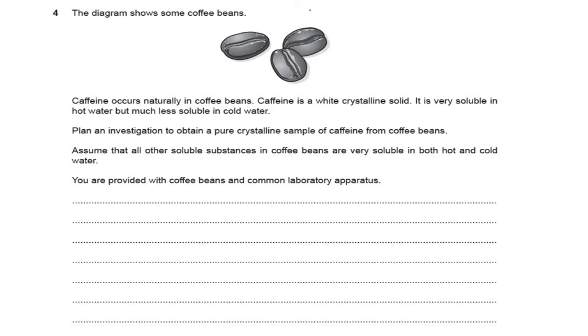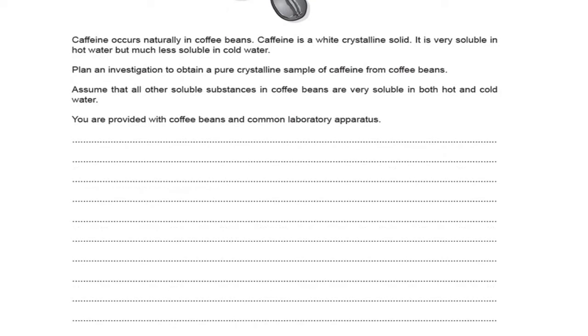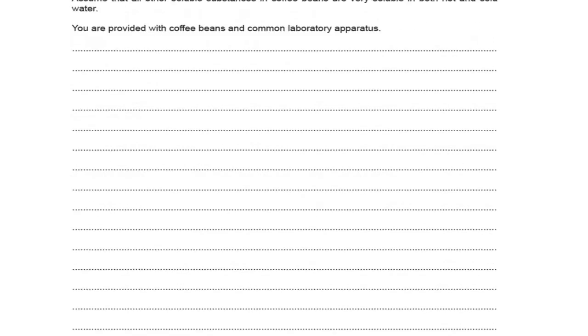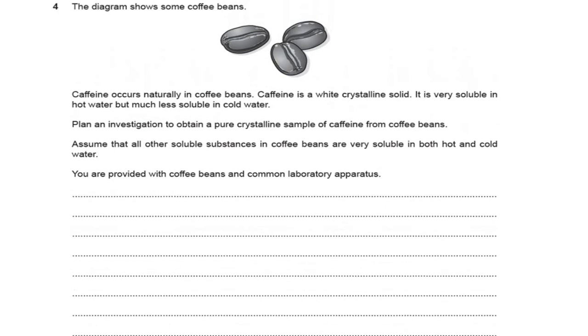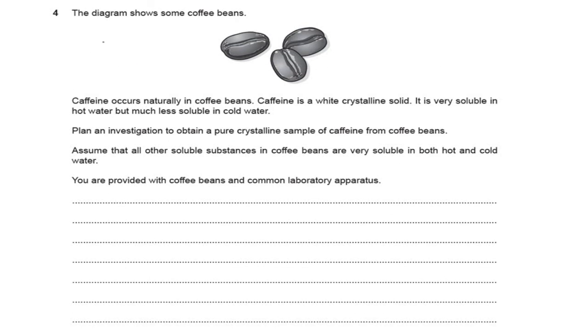Now this is an analytical, that is planning and investigation question, and it carries 6 marks. We can see that here it carries 6 marks, such a big question. So there are many important points we need to take care of.